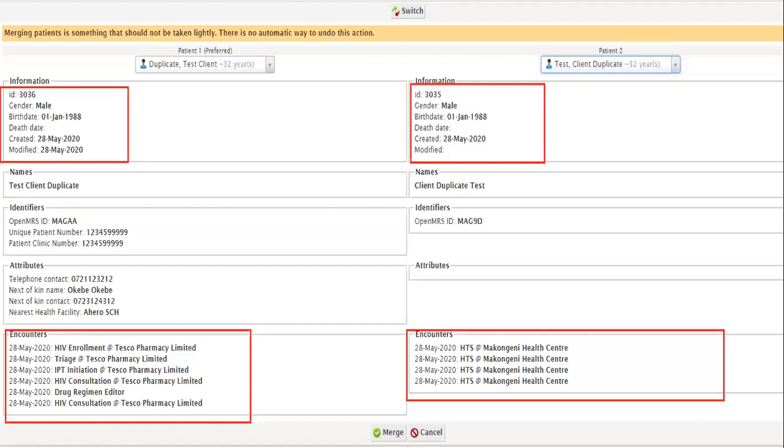And in this particular case, where we have found that this person with HTS records is different from the person who has the enrollment information, we can merge them. And when you merge them, what will eventually happen is that the HTS encounters will be added to the enrollment encounters and you'll have a complete record about this particular person. So it's very, very important to note that you can prevent, but you can also correct.